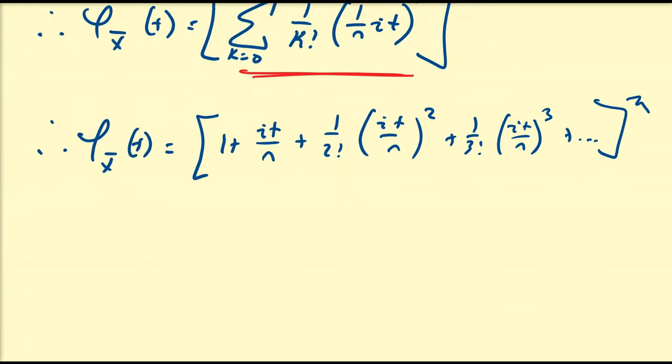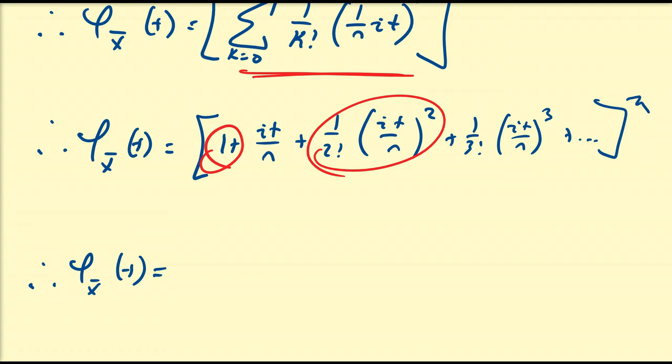All right, so we're going to have all of our terms here. So let's just write out a couple. So phi x bar of t is going to be equal to, so what I'm going to do is I'm going to focus on this term and this term only, and then I'm going to group all the rest in another term. So we're going to have 1 plus, so i squared is going to be -1, so actually this is going to be a minus. So this is going to be t squared divided by 2n.